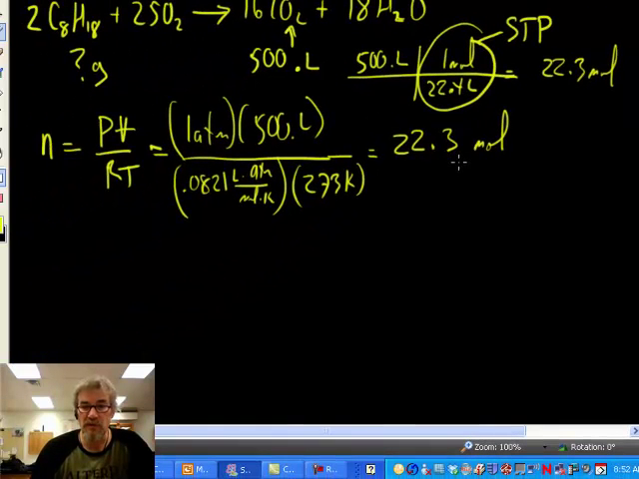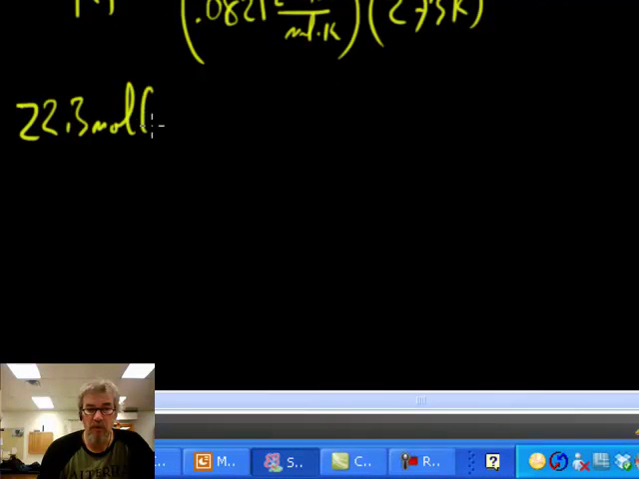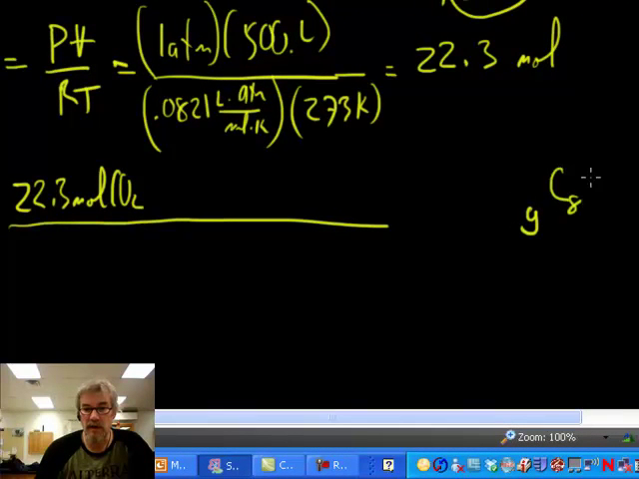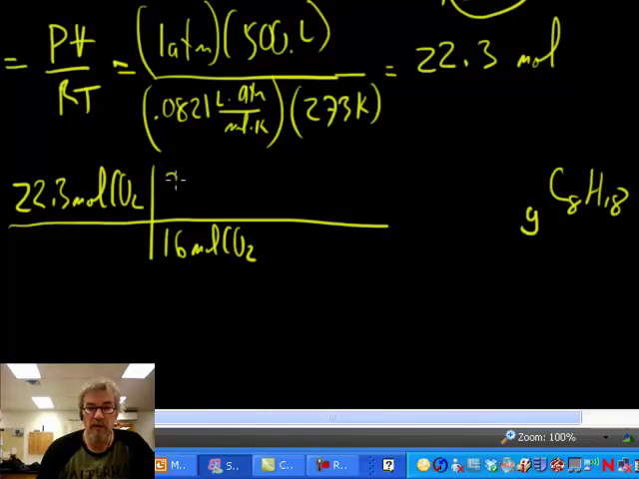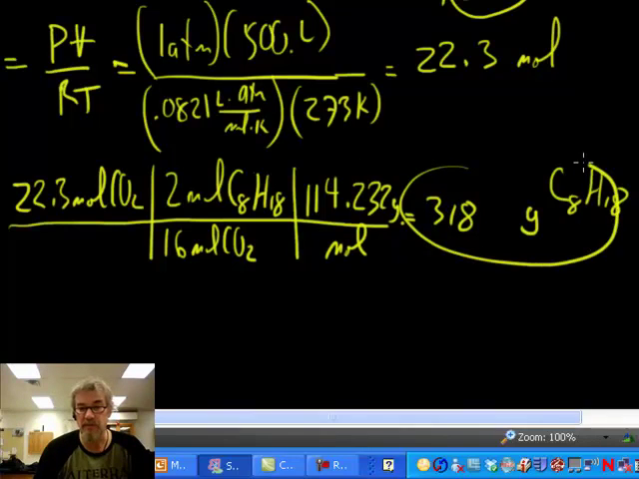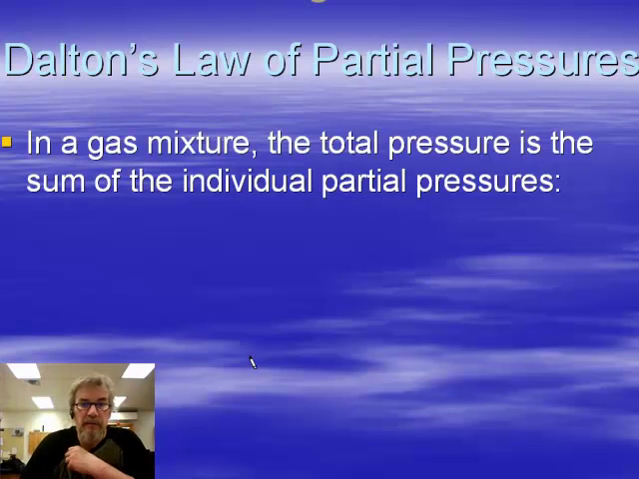Well, now that I know how many moles of CO2, it's a stoichiometry problem from here. Starting with 22.3 moles of CO2, I want to end up with grams of C8H18. The mole ratio is 16 moles of CO2 come from 2 moles of C8H18, and the molar mass of C8H18 is 114.232 grams per mole. When I do my calculation, I should have 3 significant figures here, and it's 318 grams. That's my answer.